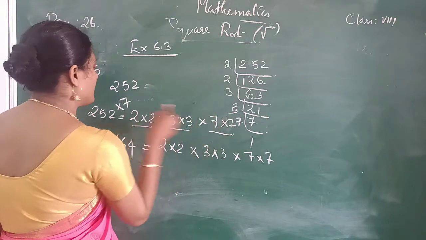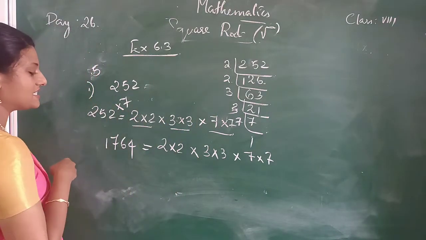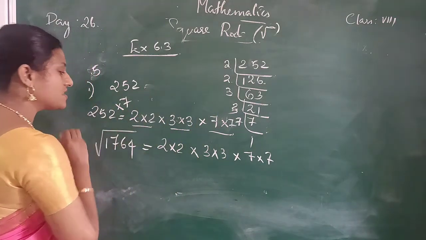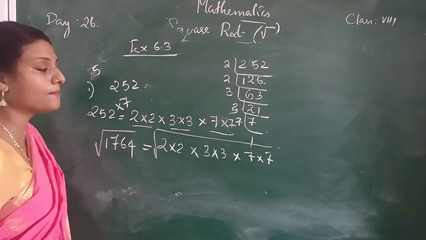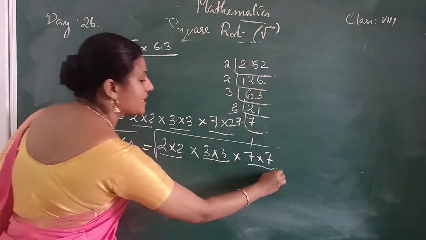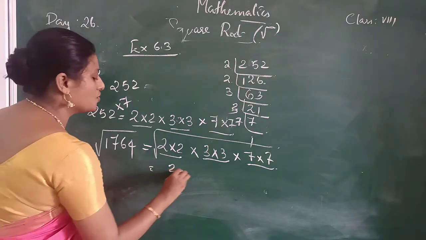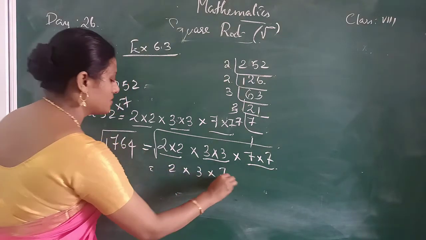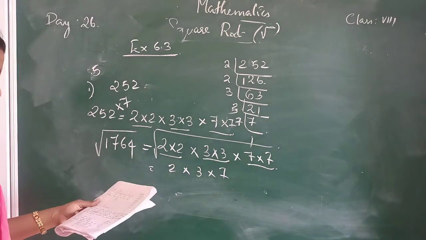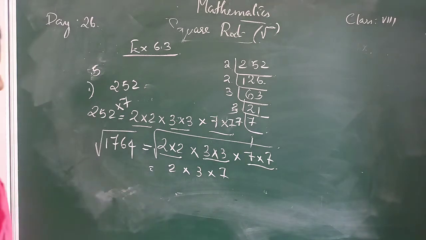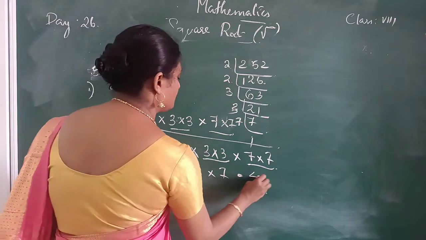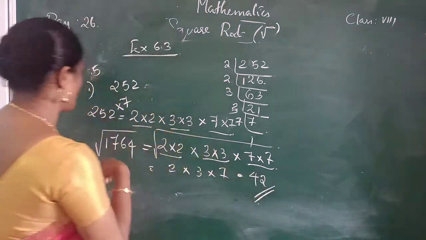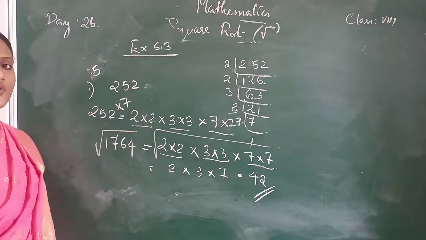Okay, 252 into 7 you will get 1764. Now the question is you have to find the square root of that number. So you know how to take the square root of that number. Pair the numbers. So you can see the pairs. That is 2 into 3 into 7. Yes. So 2 into 3 is 6. 6 into 7 is 42. So square root of 1764 is 42.